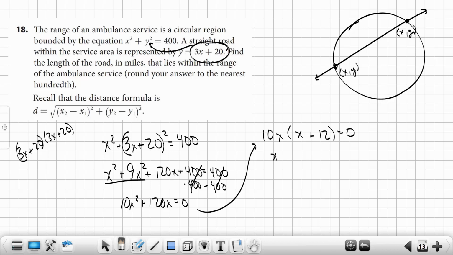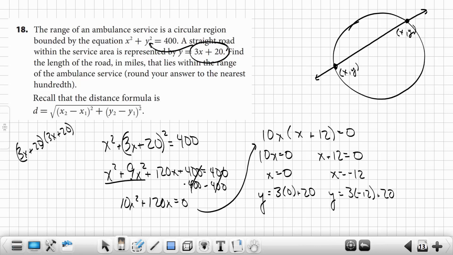So set each one equal to 0: 10x equals 0, x plus 12 equals 0. So x equals 0 and x equals -12. Those are my two x coordinates. Let's get our y's. y equals 3x plus 20. So y equals 3 times 0 plus 20, and y equals 3 times -12 plus 20. So y equals 20, and y equals -36 plus 20, which is -16.